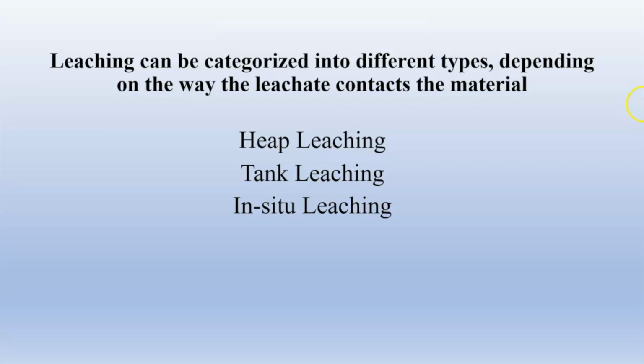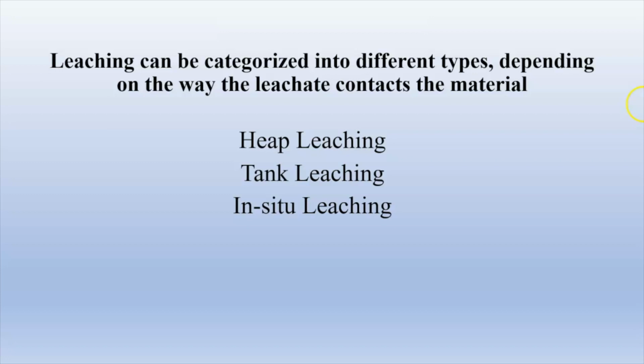In heap leaching, the crushed or run-of-mine ore is stacked in heaps on an impermeable base. Leachate is then applied from the top and percolates through the heap, dissolving the metals as it passes through. The PLS solution is collected at the base of the heap and processed further to recover the metal. PLS means the pregnant leach solution.